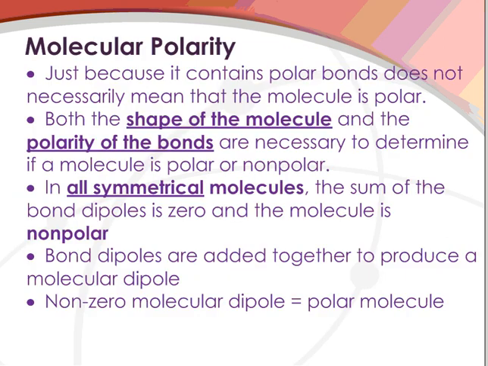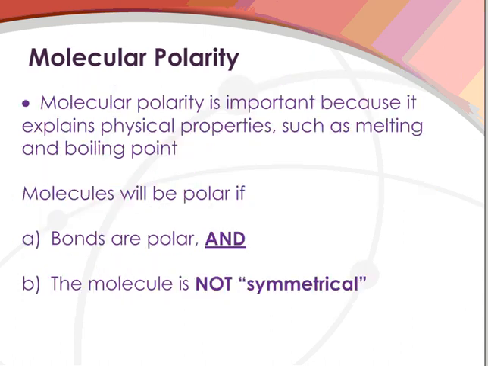So again, just to recap, just because a molecule contains polar bonds does not necessarily mean that the molecule is polar. Both the shape of the molecule and the polarity of the bonds are necessary to determine if a molecule is nonpolar. In all symmetrical molecules, the sum of the bond dipoles is 0, and the molecule is always nonpolar. Bond dipoles get added together to produce a molecular dipole. If you have a non-zero molecular dipole, you have a polar molecule. So those are your rules for molecular polarity.